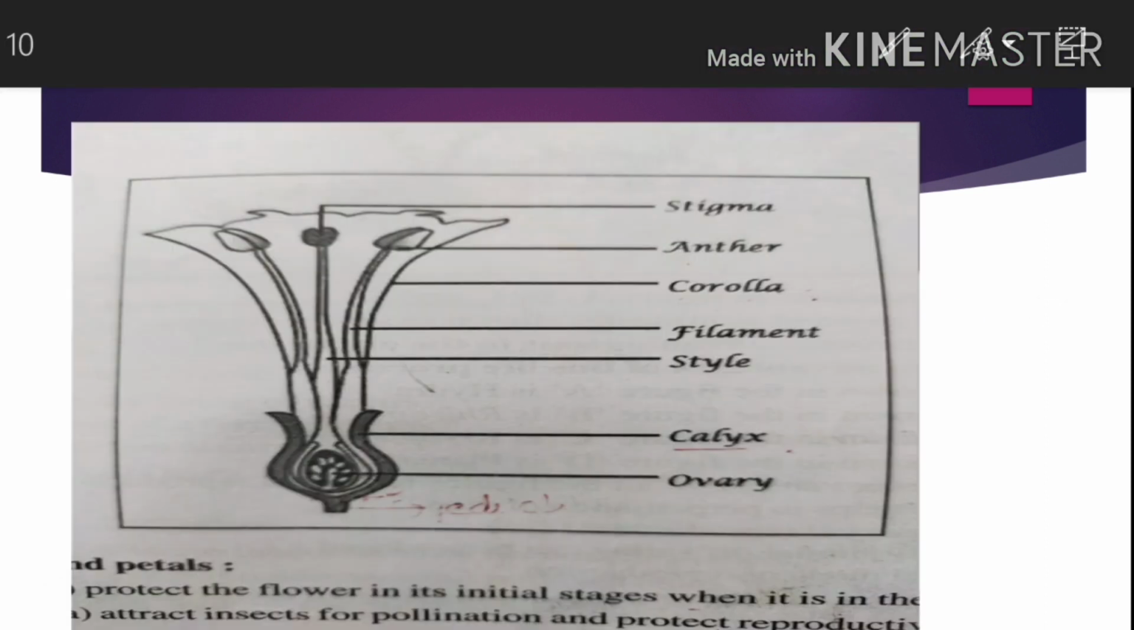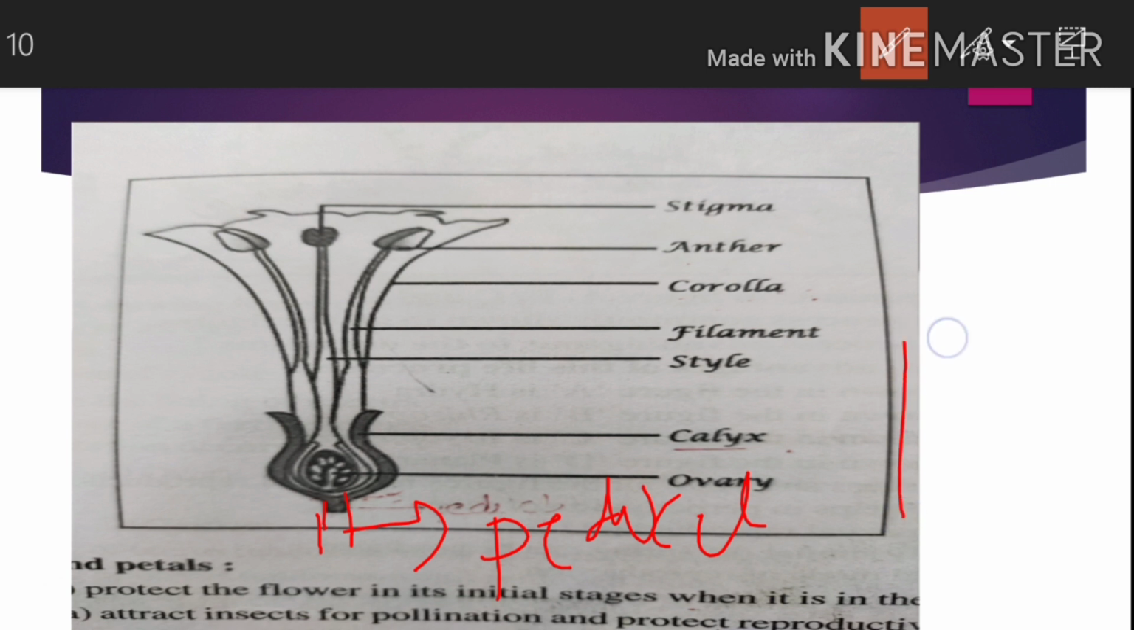So the first part is the pedicel. The stalk-like structure present here will be called a pedicel. The pedicel is a stalk-like structure present at the lower part of the flower. It connects the flower to the stem. For example, this is the stem. The stem has flowers with the help of a pedicel. So the pedicel connects the flower to the branch of a stem.